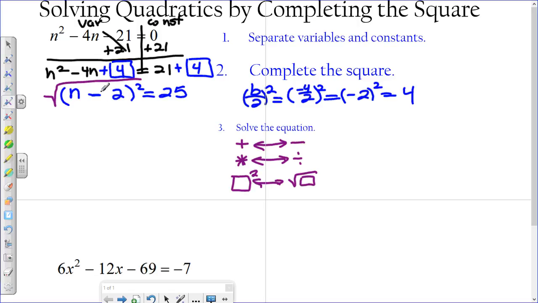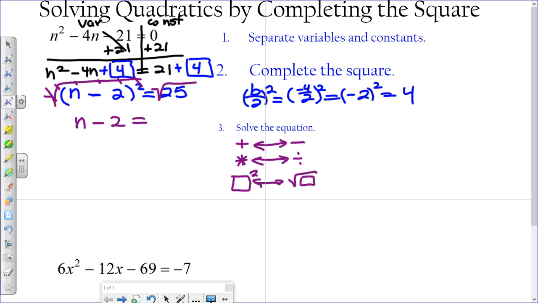Now, the rule in mathematics says what you do to one side, you must do to the other side. Now, these will cancel because they're opposites. So all you have left over is parentheses n minus 2. But I don't need the parentheses anymore because I'm not squaring. So all you need is n minus 2 is equal to the square root of 25.